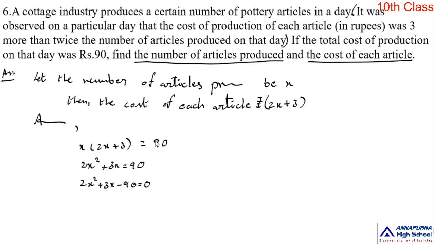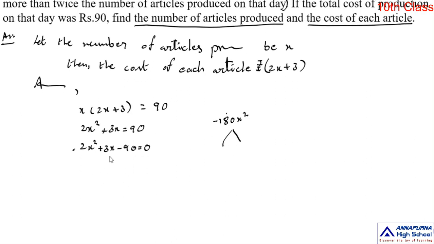So multiply this constant and the x square term: minus 90 into 2x square, minus 180 x square, and find the two factors whose sum is equal to plus 3x. So here the two factors are 15x and minus 12x. Now split the middle term: 2x square plus 15x minus 12x minus 90 is equal to 0.